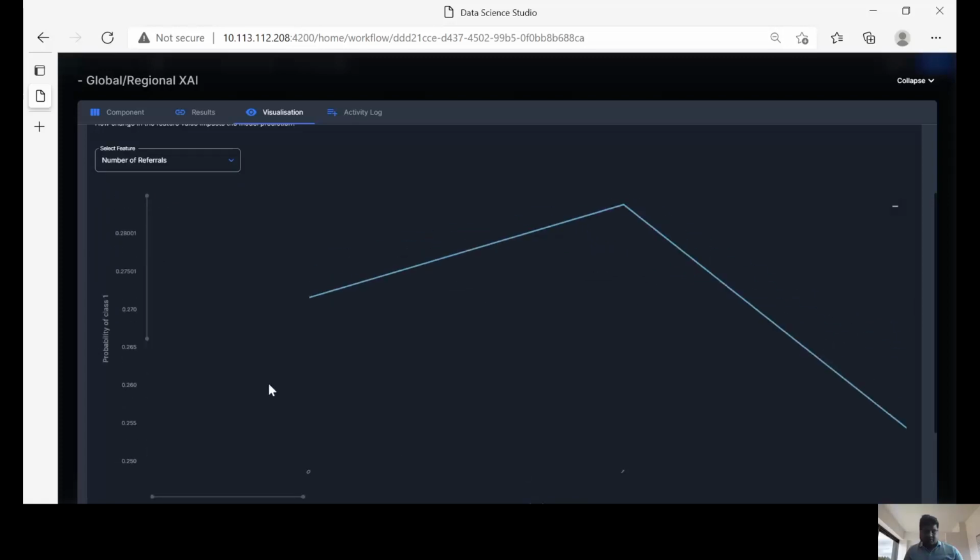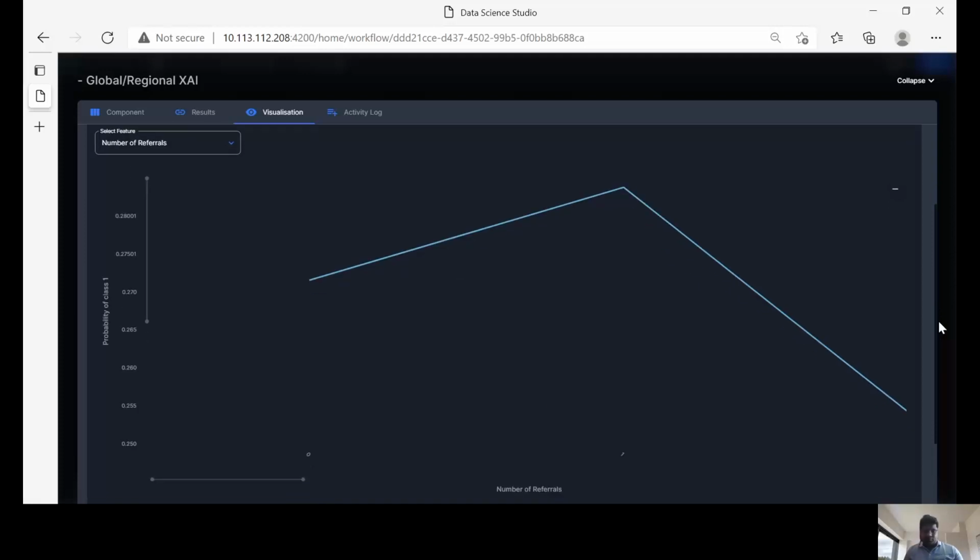We can also see the number of referrals. I think what is interesting in the number of referrals is that those who have zero referrals are slightly less likely to churn. Those who have very high referrals have a very low likelihood of churning.